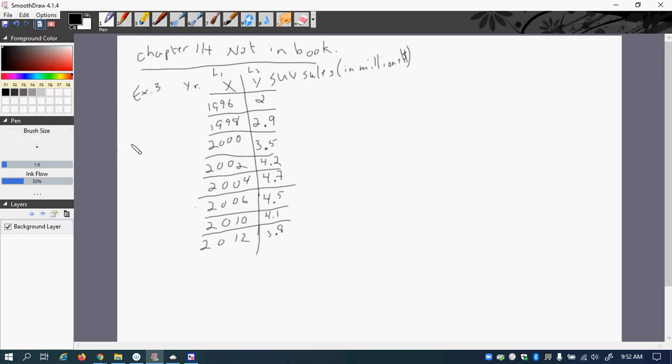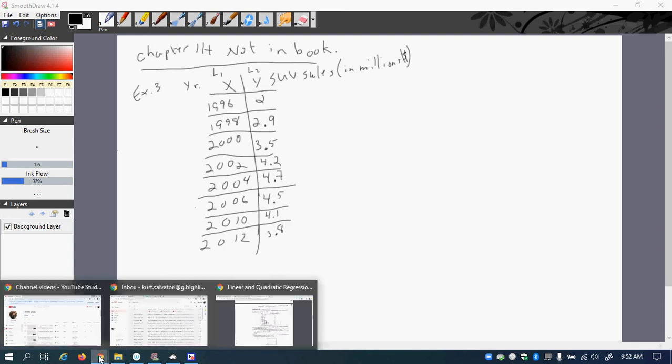So this section is chapter 11 plus, and it is not in your book. Make sure that you go to Canvas, go to assignments, and click on the attachment that I put in there for chapter 11 plus, and you'll see the reading and everything there. We're going to do example 3.